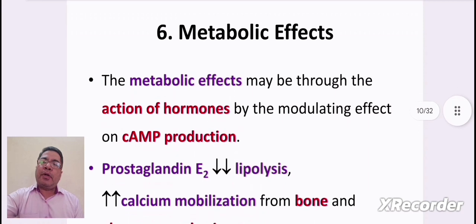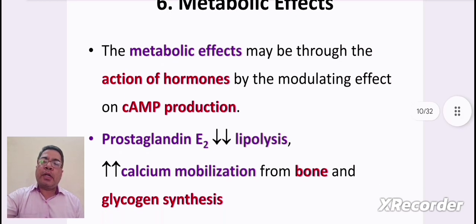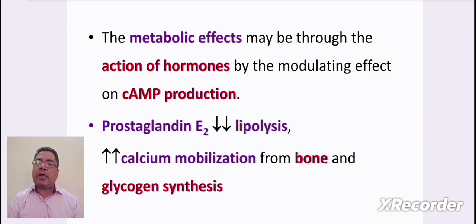Coming to metabolic effects. The metabolic effects may be through the action of hormones by a modulating effect on cyclic AMP production. Prostaglandin E2 decreases lipolysis but increases calcium mobilization from bone and glycogen synthesis.